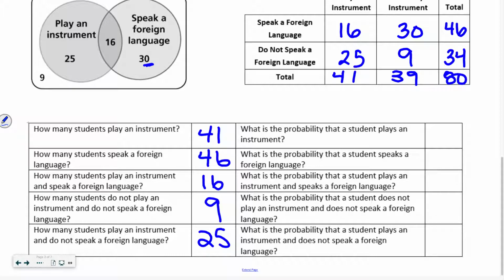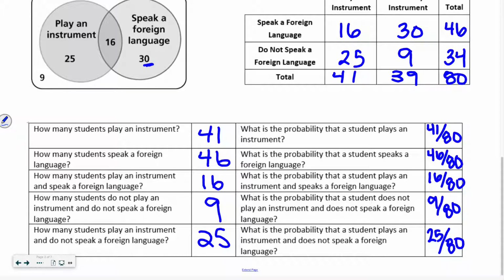Well, for probability, we want to do favorable over total. So what's the probability that a student plays an instrument? 41 out of 80. What's the probability that they speak the foreign language? 46 out of 80. What's the probability that they play the instrument and speak the foreign language? 16 out of 80. What's the probability that they do neither? It will be 9 out of 80. And then what's the probability that a student plays an instrument and does not speak a foreign language? 25 out of 80.